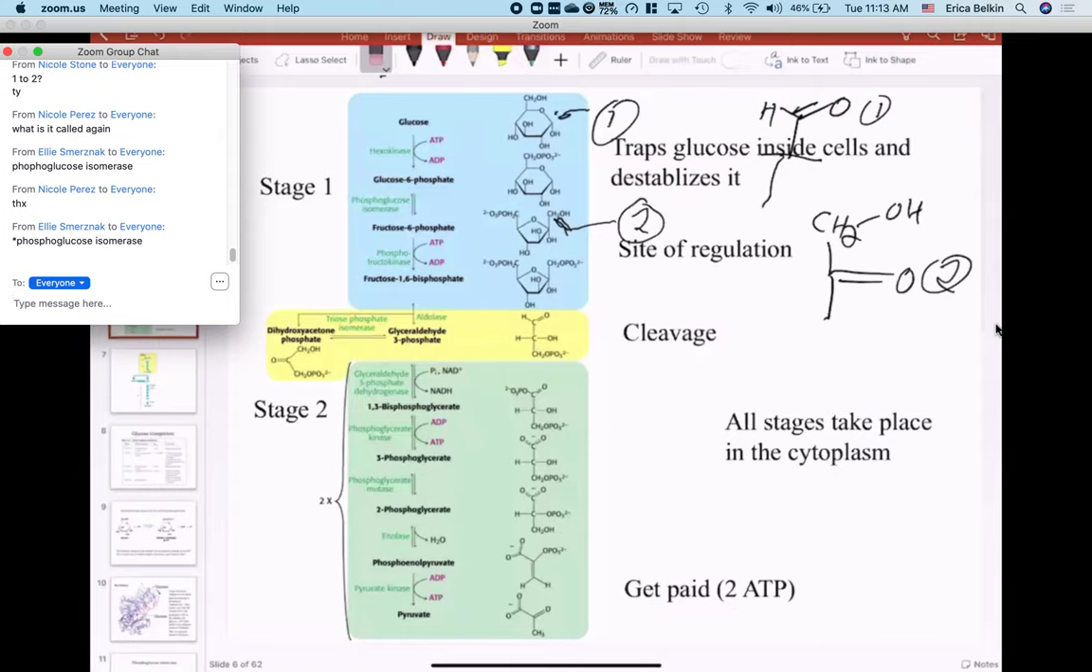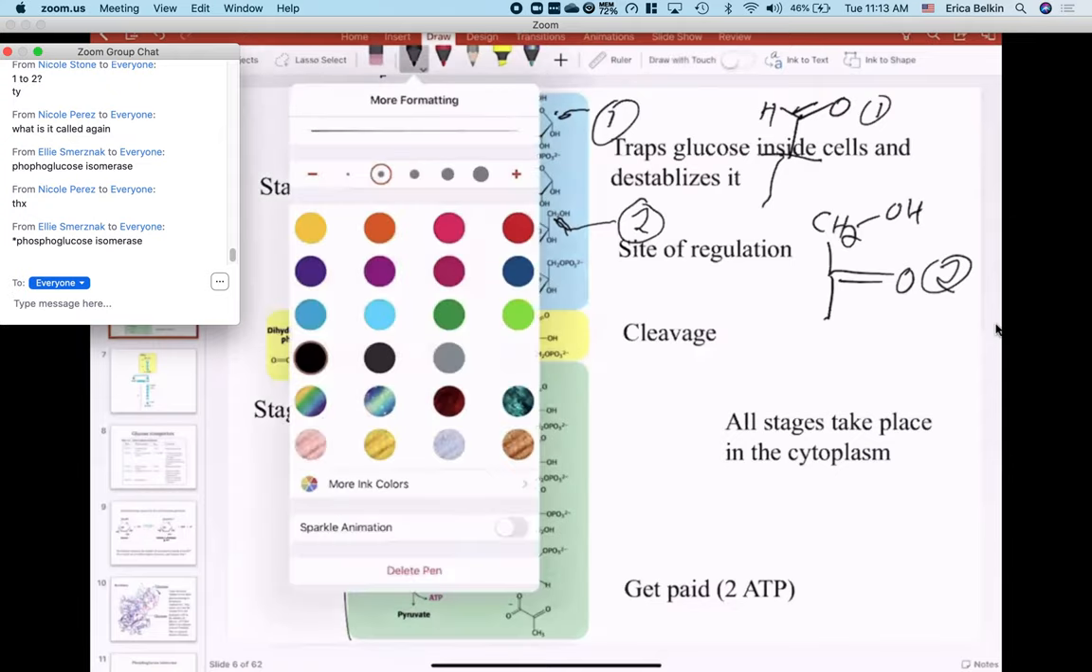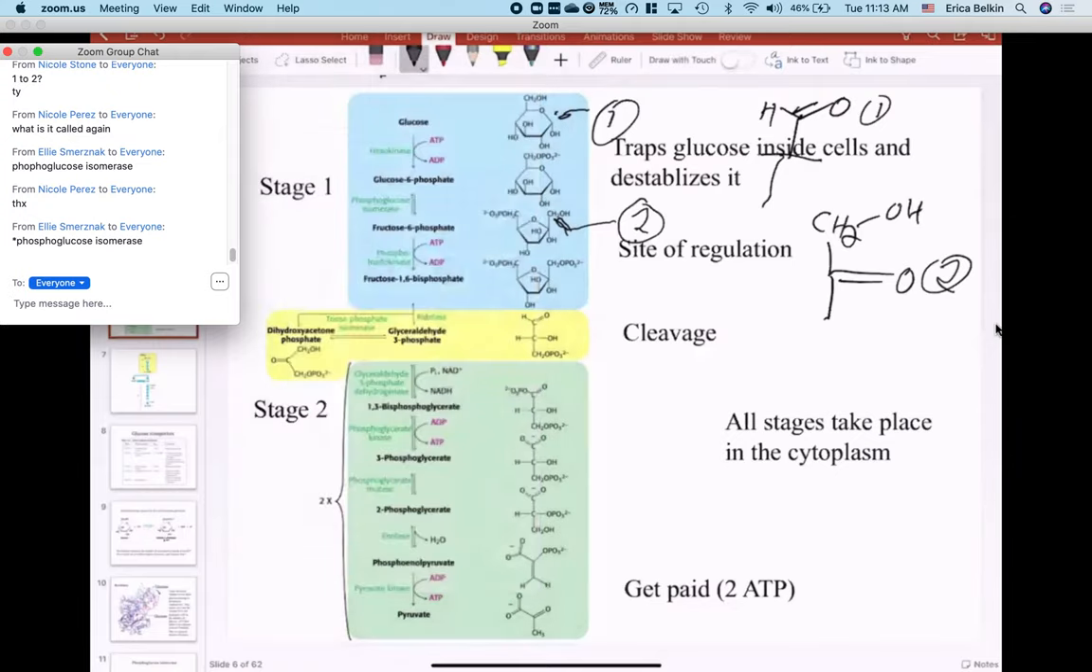So phosphofructokinase goes and transfers a phosphate group onto the fructose 6-phosphate. You make fructose 1,6-bisphosphate. I should point out that phosphofructokinase is also abbreviated PFK, and PFK is the site of regulation for glycolysis normally.